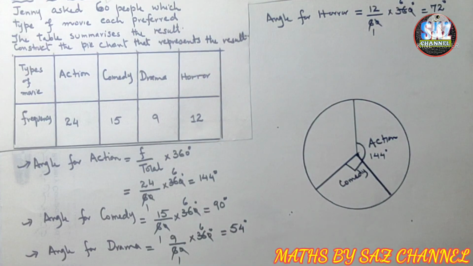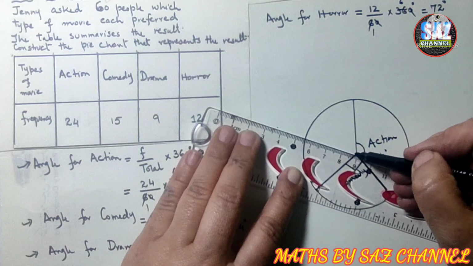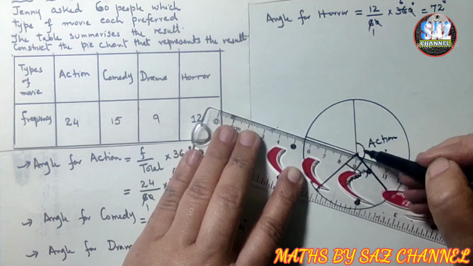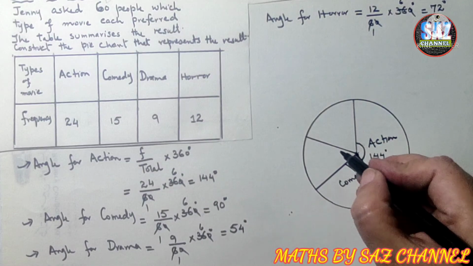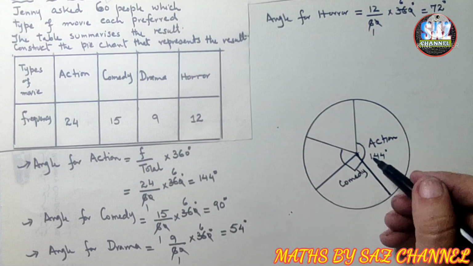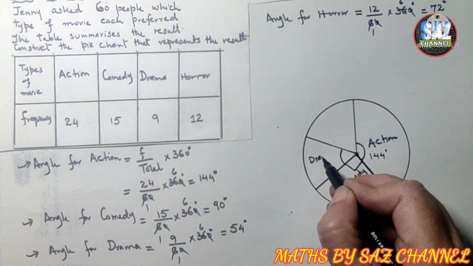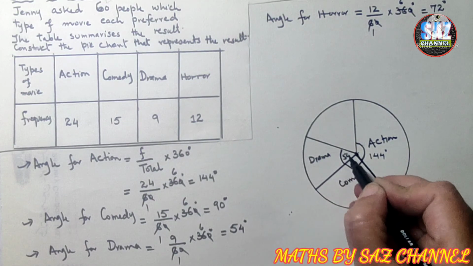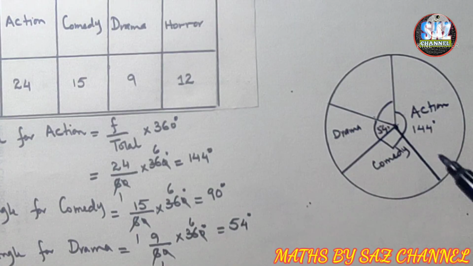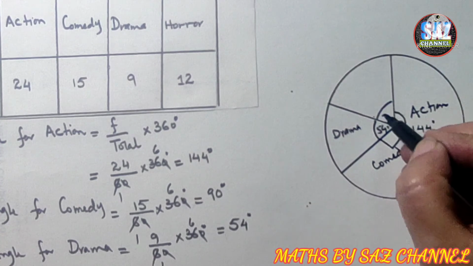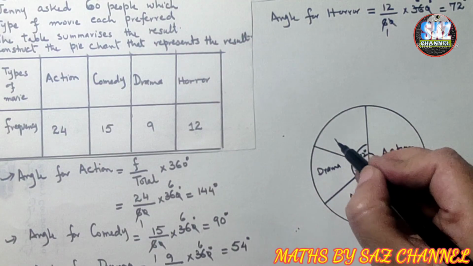Okay, and then I have to join that, and the rest of the sector I'm not going to measure, that will automatically be 72 degrees, and this is 54, comedy, and then drama is 54 degrees, and the last one is 72 degrees, and here I have to mark 72 degrees. 72 degrees for horror movies.